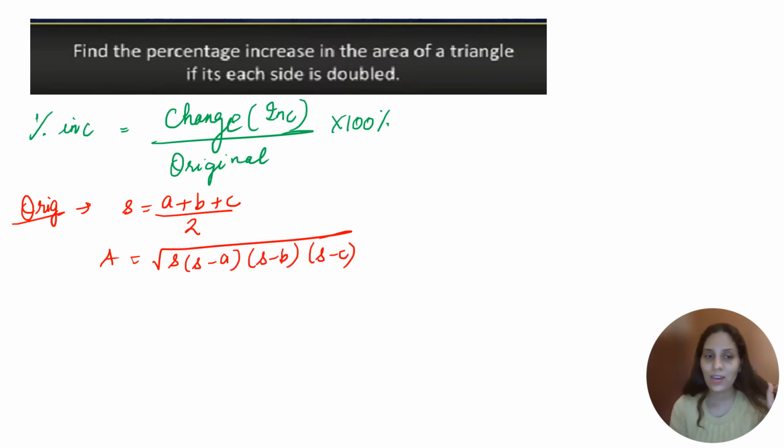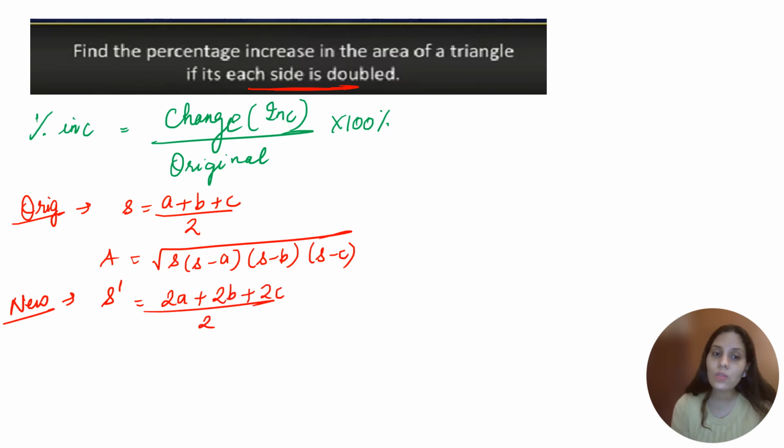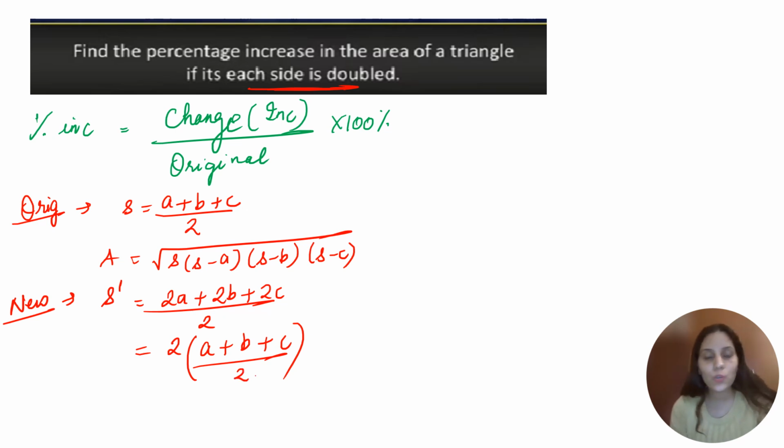This is for original. Now coming to new. Listen carefully. Each side is doubled. Each side is doubled means S dash will be equal to (2A plus 2B plus 2C) by 2, right? So here S dash is going to be 2 into (A plus B plus C) by 2. Numerator 2 I have taken out common. So this basically becomes 2 and (A plus B plus C) by 2 is basically S. So S dash is 2S, right?